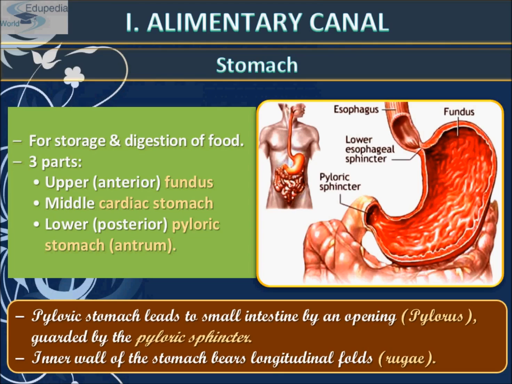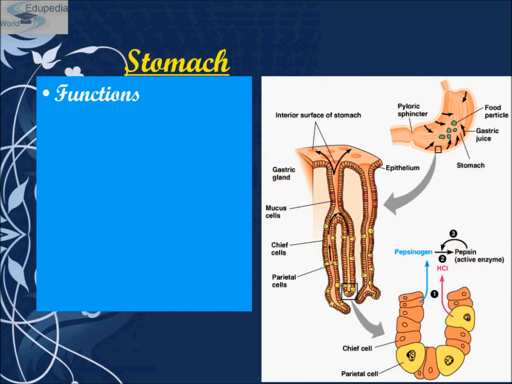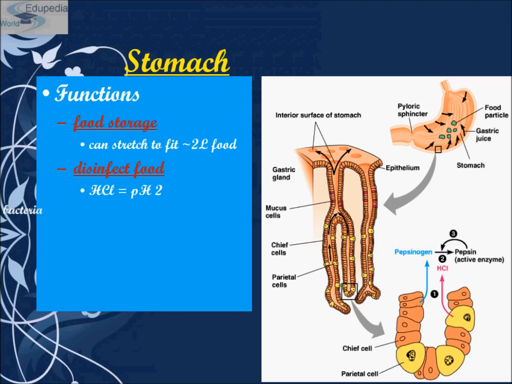The inner wall of the stomach bears longitudinal folds that we generally call rugae. Now we'll study its functions. Food storage: of course, it can stretch to fit 2 liters of food. It can disinfect food. HCl has a pH of about 2 that kills bacteria and other germs.